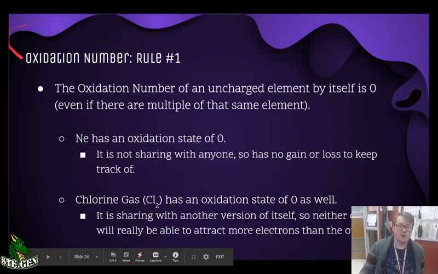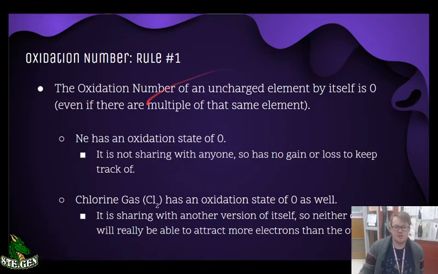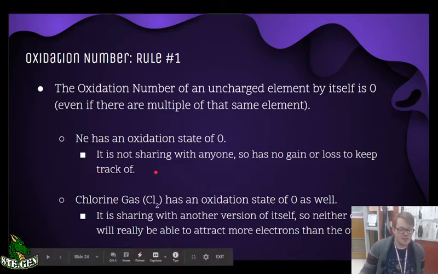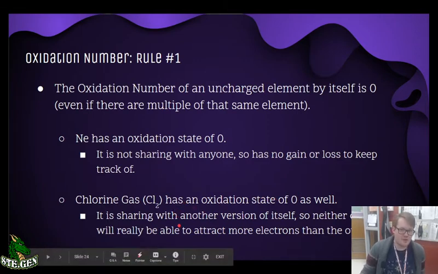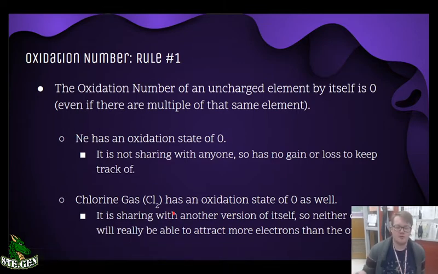Okay, rule number 1: the oxidation number of an uncharged element by itself is 0, even if there are multiples of the same element. So Ne by itself has an oxidation state of 0. It's not sharing with anyone, so there's no gain or loss of electrons to keep track of. Chlorine gas, which is Cl2, has an oxidation state of 0 as well. Both of those chlorines are just sharing with another version of themselves, so they're not pulling electrons closer or pushing electrons further away. They're just going to stay equal, so they're going to be 0.